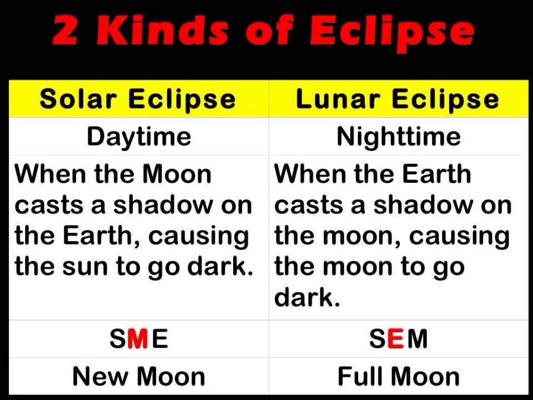causing the moon to go dark. And the position of the celestial bodies is sun, earth, and moon, and it happens during full moon.